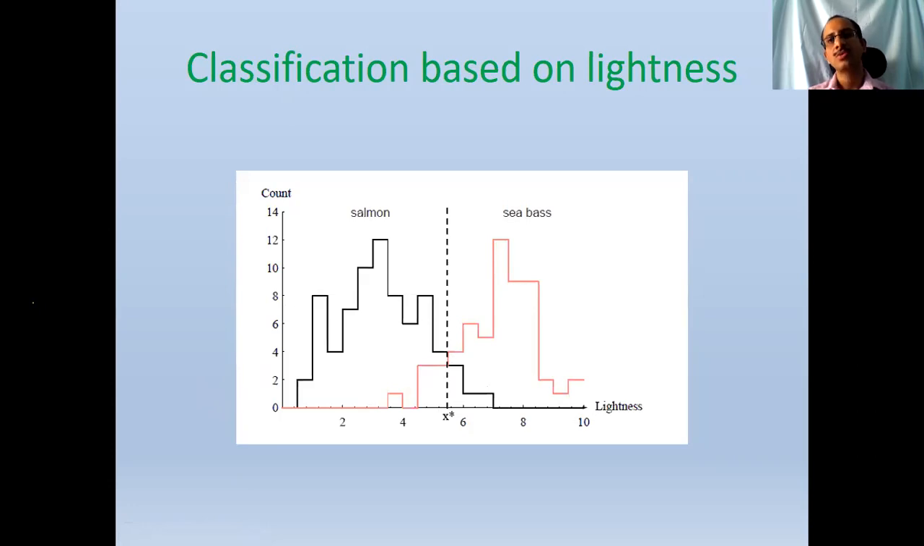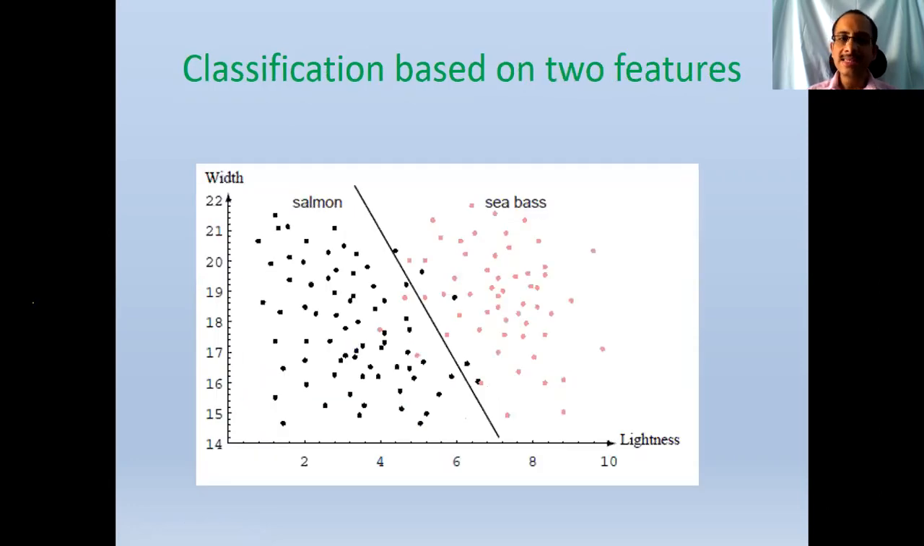I will move on to more number of features. This is the scenario with more number of features. So now I have taken lightness and width.